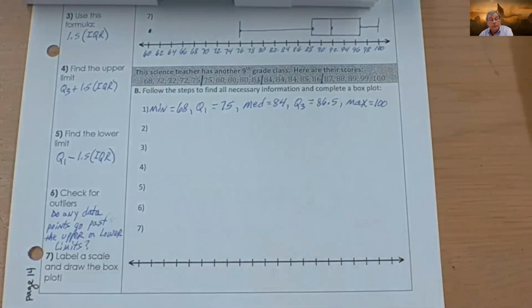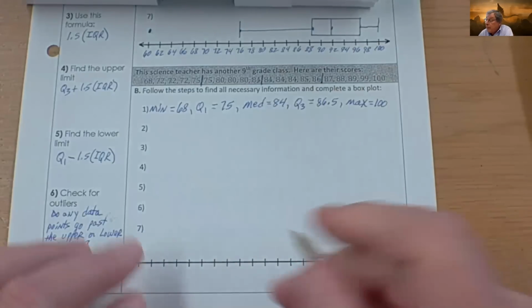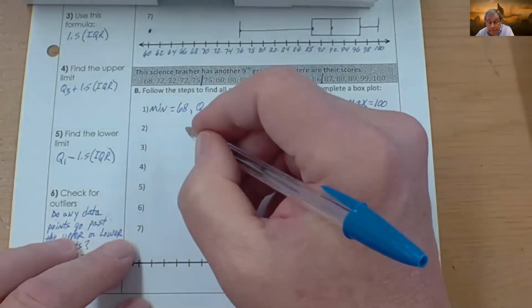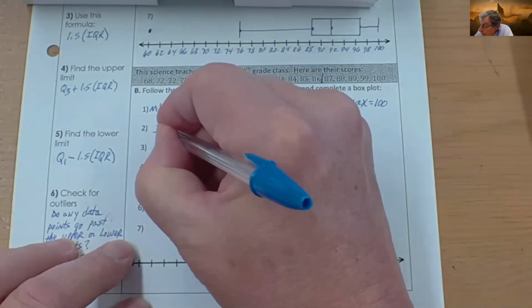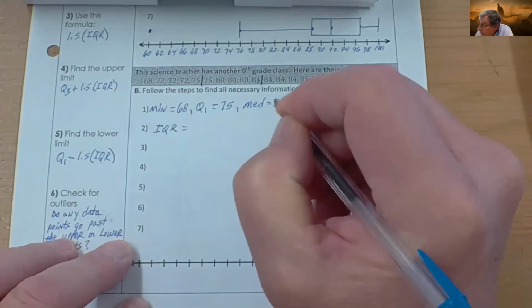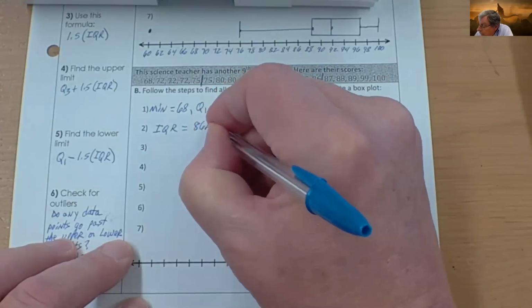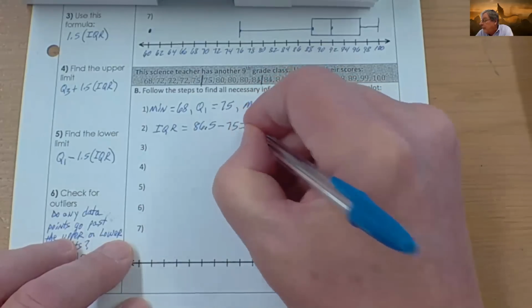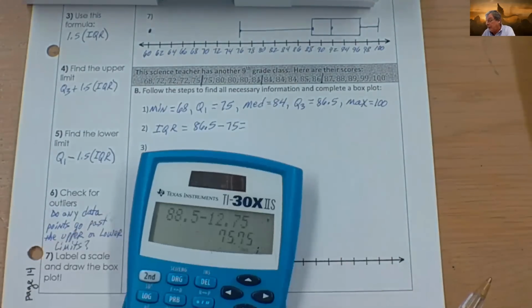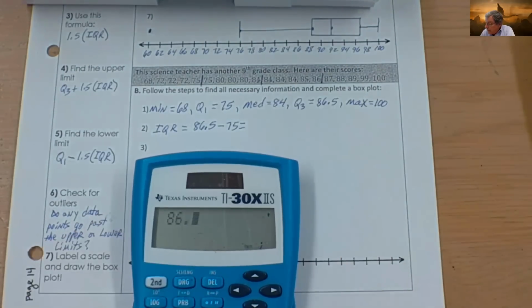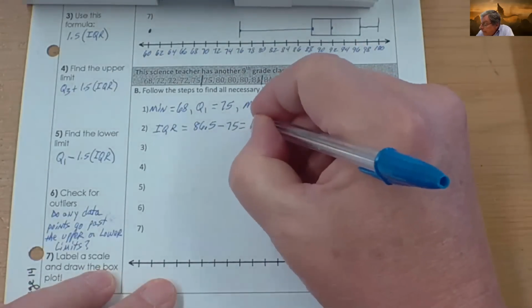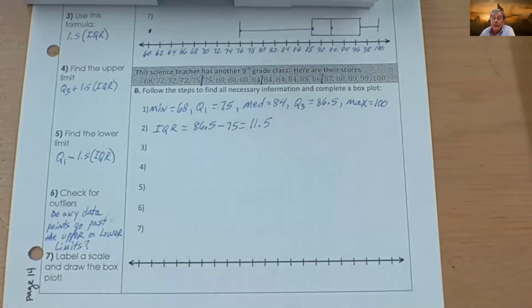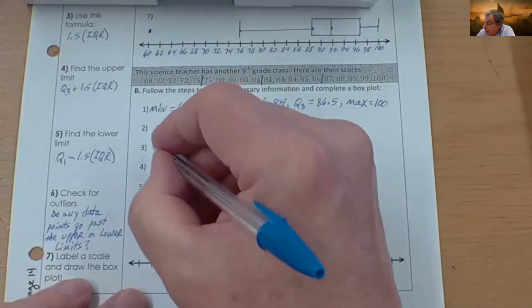Okay, step 2, find the IQR. So Q3, 86.5, so our IQR is 86.5 minus Q1, 75. And again, if you need to, you can use your magic box. It's safer. 86.5 minus 75, 11 and a half. IQR. Okay, then we need to find our 1.5 times IQR.